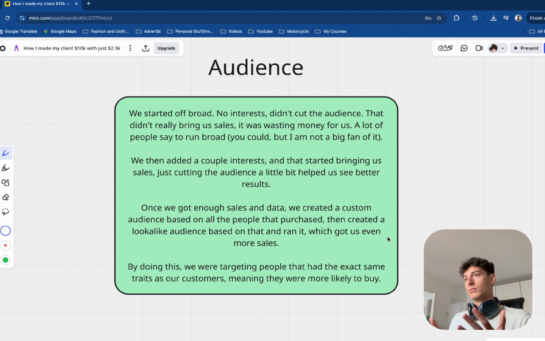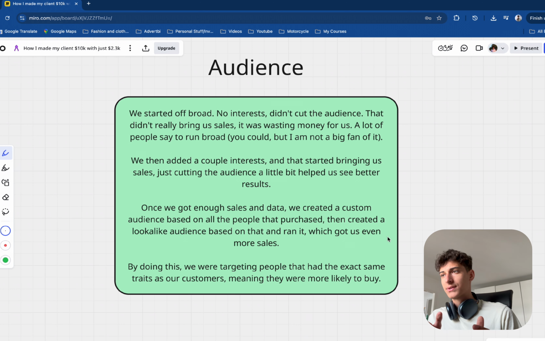But then we added a couple of interests, and that started bringing us sales. Just cutting the audience a little bit helped us see better results. And once we got enough sales and data, we created a custom audience based on all of those people that purchased. Then we created a lookalike audience based on that and ran it, which got us even more sales.